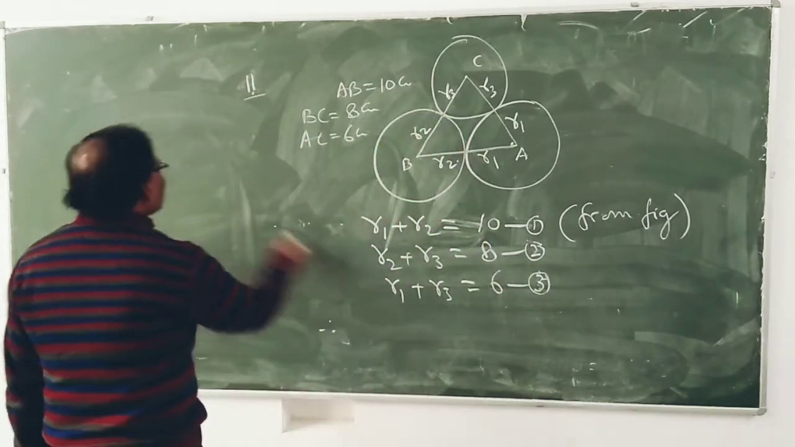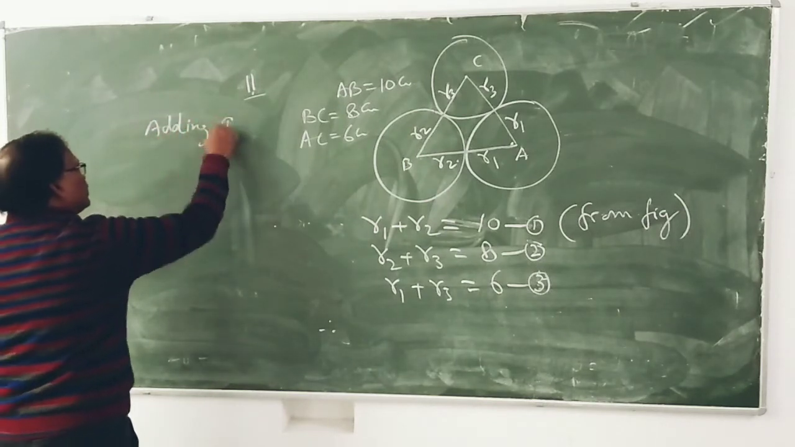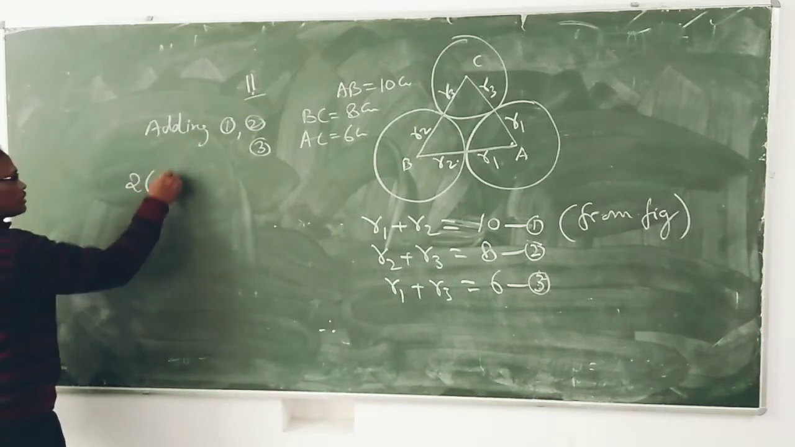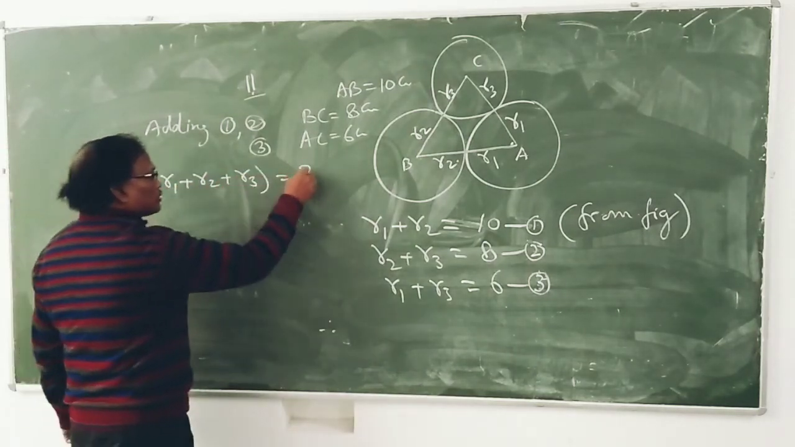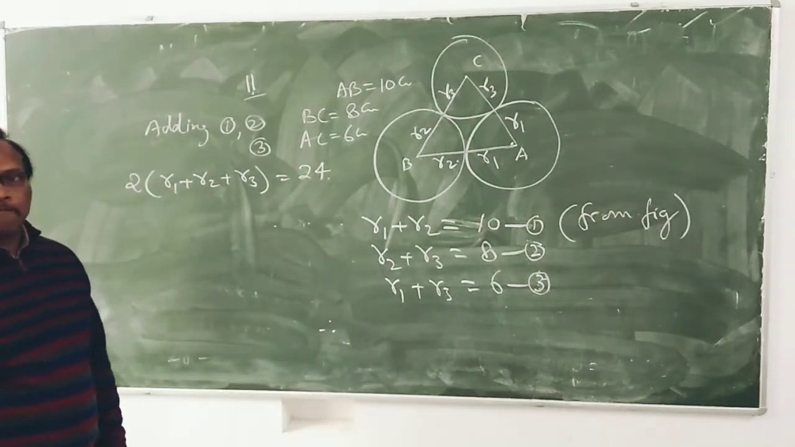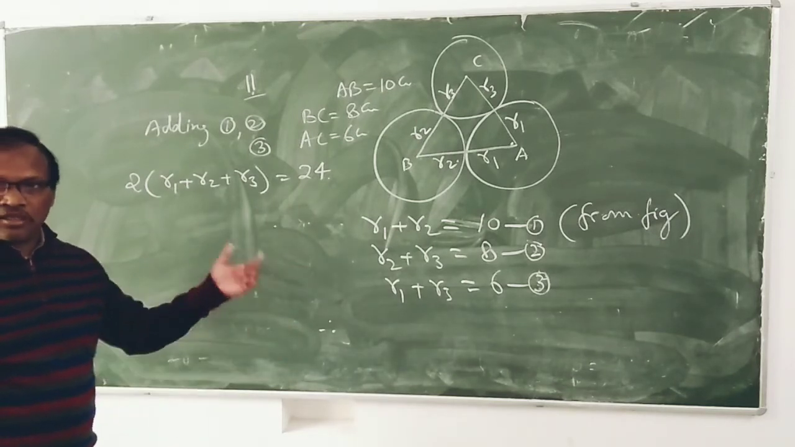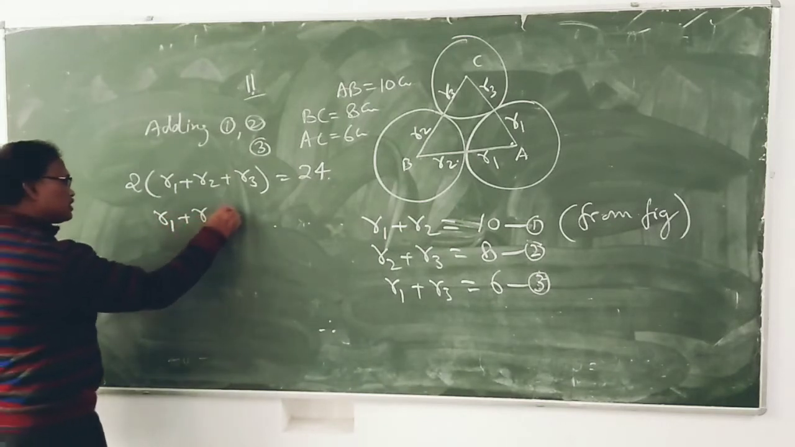One more method, that is a simple way. You add all the three. Adding 1, 2, and 3, so what you will get? हम सब add करेंगे, तो 2 times R1, 2 times R2, 2 times R3 equals 2 times (R1 plus R2 plus R3).